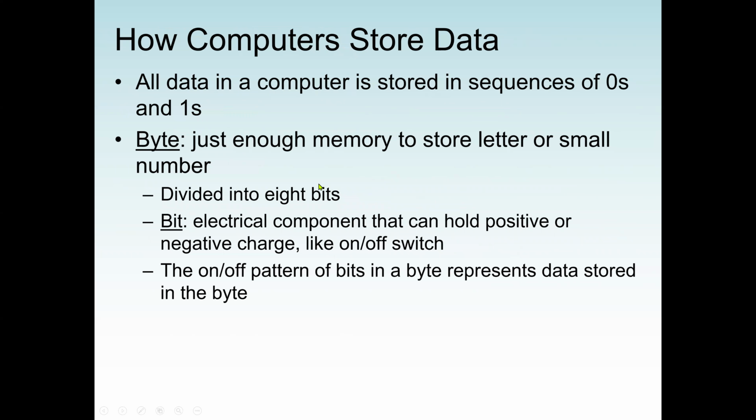Now, how computers store data. In a computer system, the only language the computer understands is the binary numeric system, which we call machine language: zeros and ones. All data in the computer is stored in sequences of zeros and ones. Every letter, symbol, or unit is stored as a byte. A byte is just enough memory to store a letter, a small number, or a symbol. Normally 8 bits make 1 byte. A bit is a single unit of 0 or 1, and this can be represented as an on or off switch. On means 1, off means 0. Or positive charge means 1, negative charge means 0.